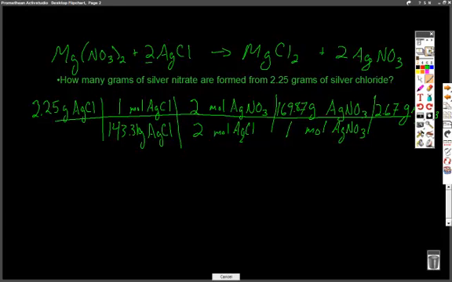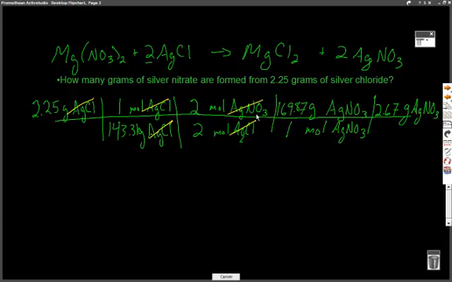And again, the way you double check that you have everything set up correctly is labels. Can you cancel your labels and leave you with only the label you want? So grams of AgCl, or silver chloride, cancels grams of silver chloride, moles of silver chloride cancels moles of silver chloride, moles of silver nitrate cancels moles of silver nitrate, and the label we want is grams of AgNO3, and that's what is here.